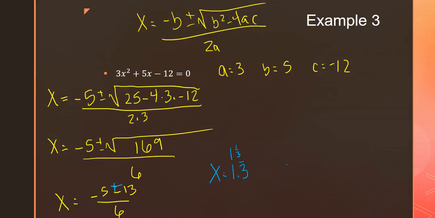And then I need to do my minus part. So negative 5 minus 13, negative 18 divided by 6 is negative 3. So we got 1 1/3 and negative 3. Since it does come out exact, you probably will want to write this as the fraction instead of the 0.3 repeating. So if it does come out exact, make sure that you leave that.